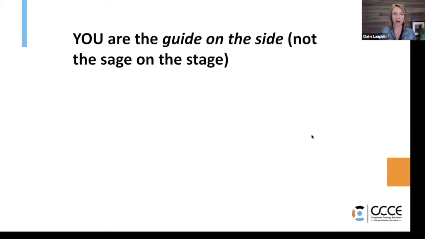So remember this about this first part. If you can remember that you are the guide on the side, not the sage on the stage, that your role is not to stand in front of everyone and illuminate reality for people. That's not your role. Your role is to guide people and to hold a space for them to transform. That is where you need to focus your attention and energy.